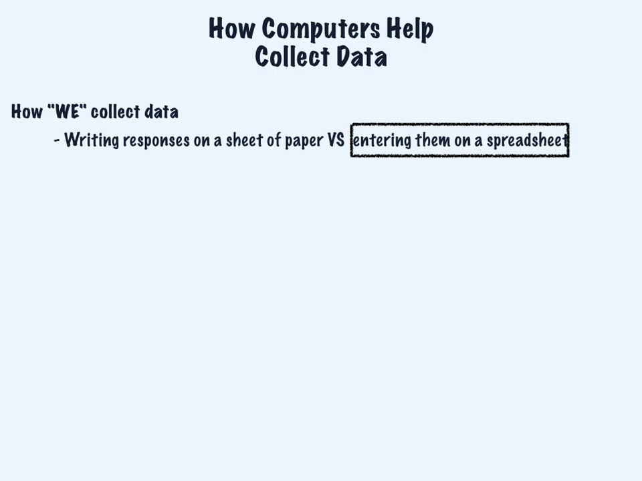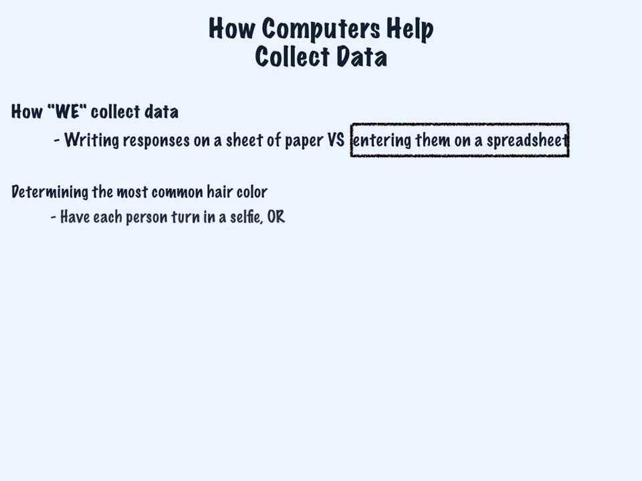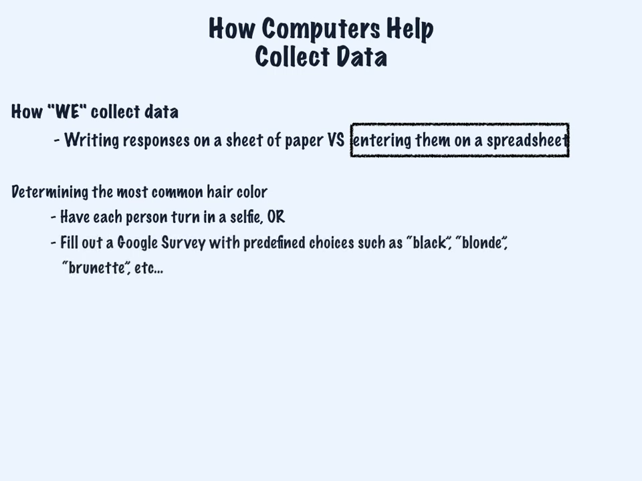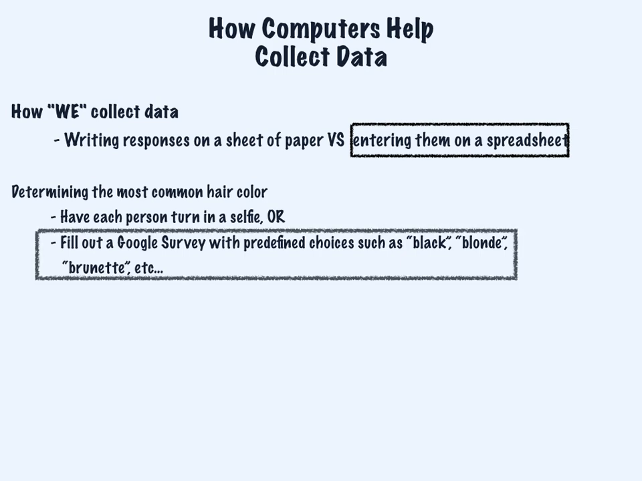Now, suppose I wanted to conduct a survey to determine the most common hair color at Cy Falls. Which approach would you rather take to collect everyone's hair information? Would you rather have each person turn in a selfie to you for you to then go through and enter everyone's hair information yourself? Or would you rather have everyone fill out a Google survey with predefined choices such as black, blonde, brunette, etc.? Obviously, you'd rather have everyone fill out a Google survey for obvious reasons.